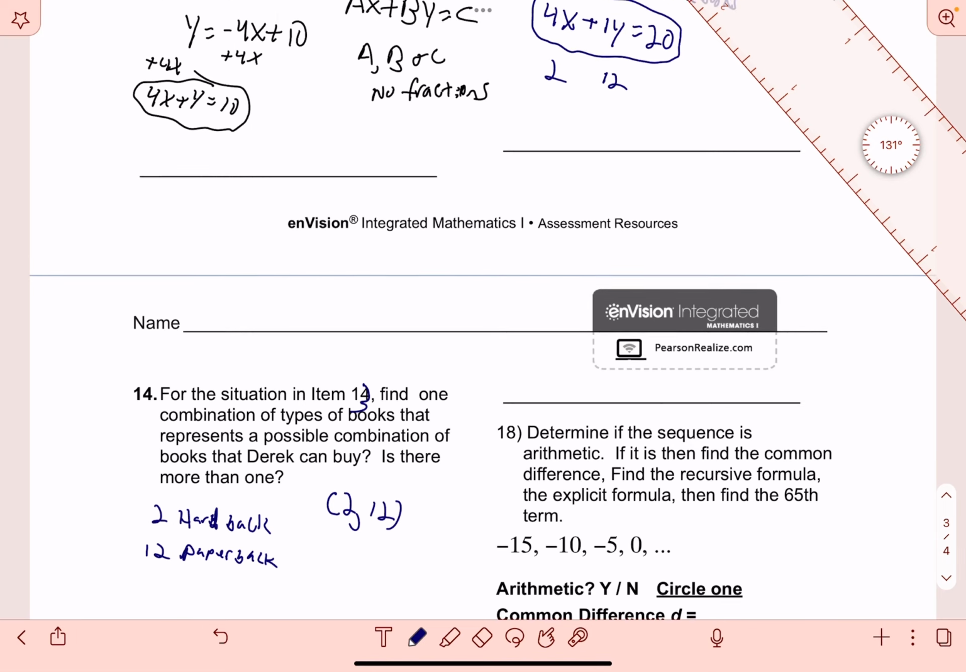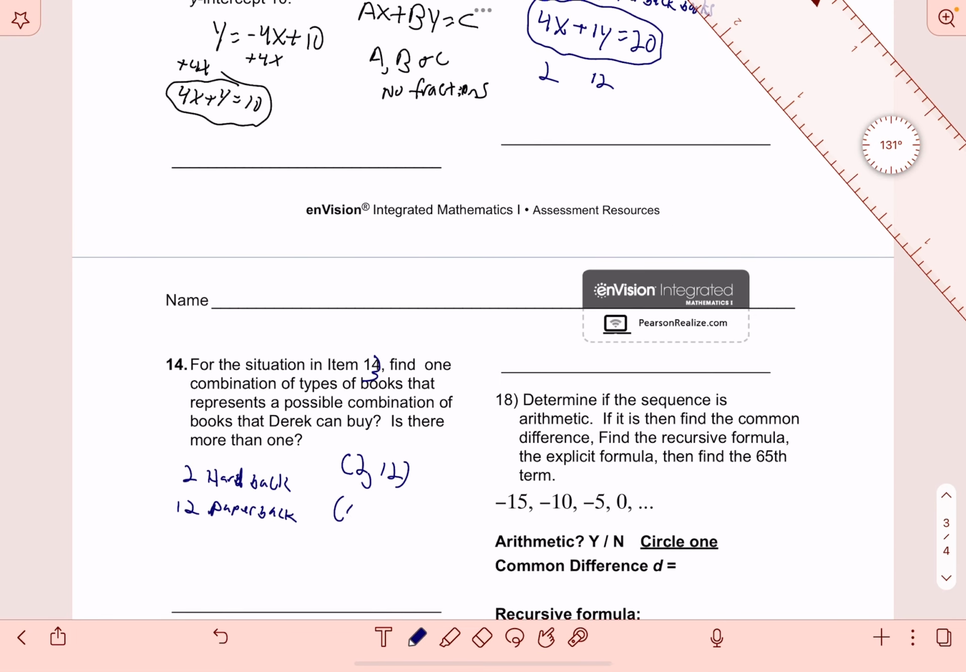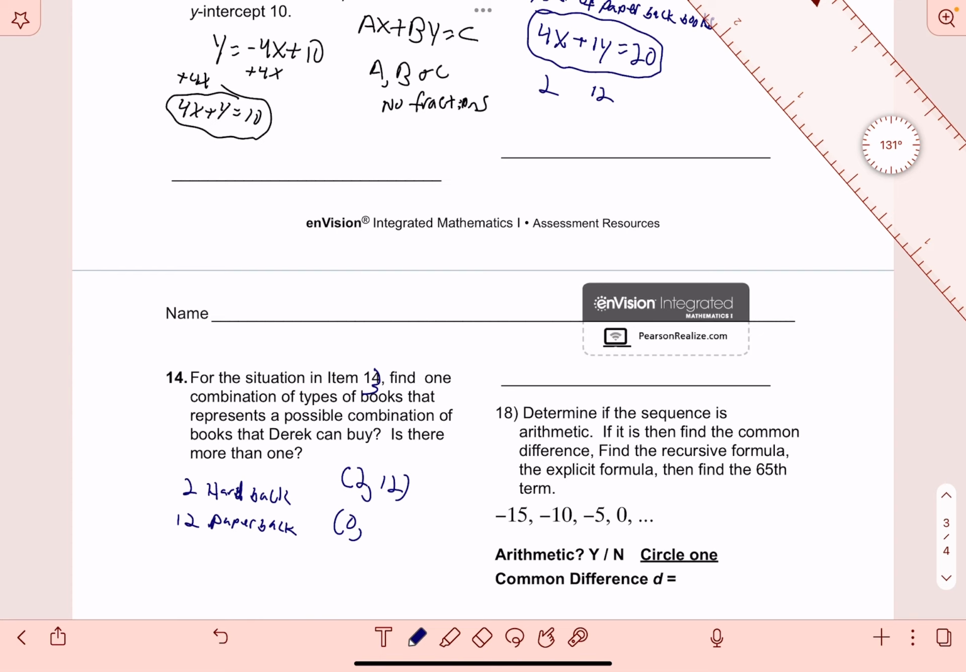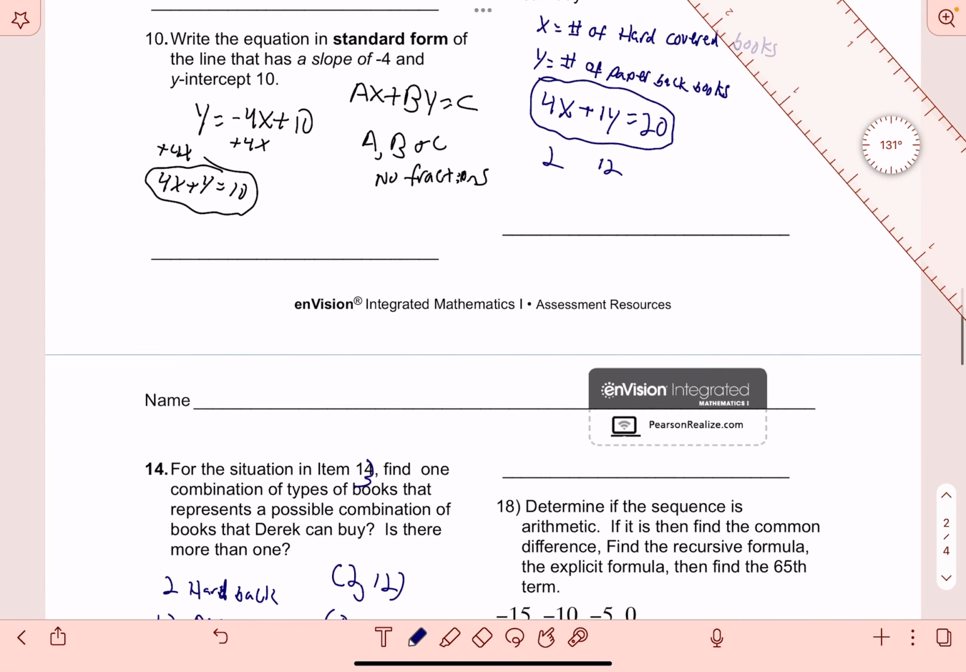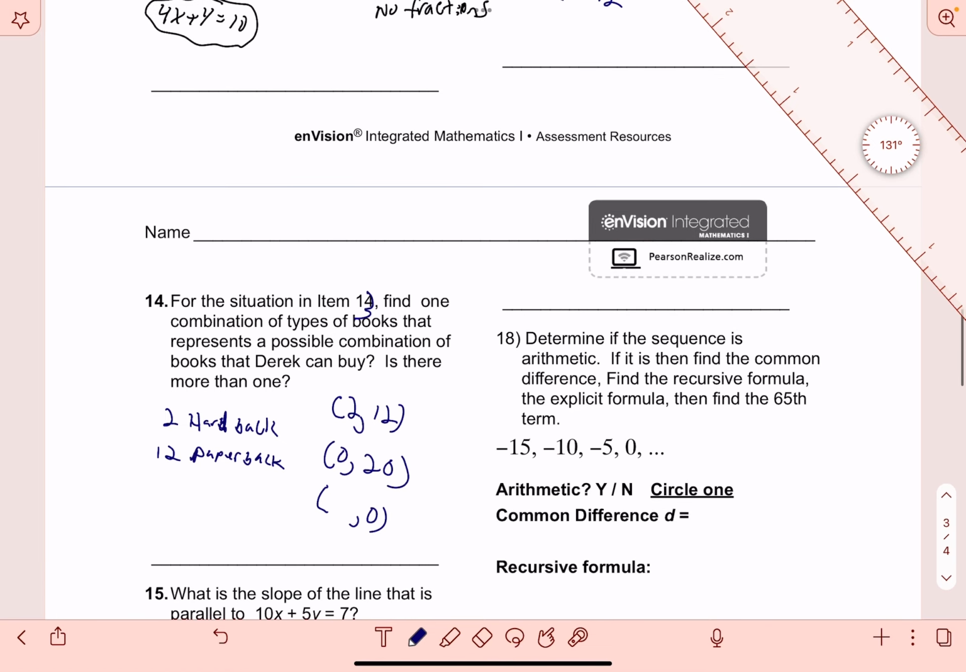Well, sure. We could have bought no hardcover books, and that would leave us with 20 paperbacks. There's another solution. Or, likewise, we could have bought no paperbacks, and 4x equals 20 gives 5 hardbacks. So all of these are possible solutions. So yes, more than one.